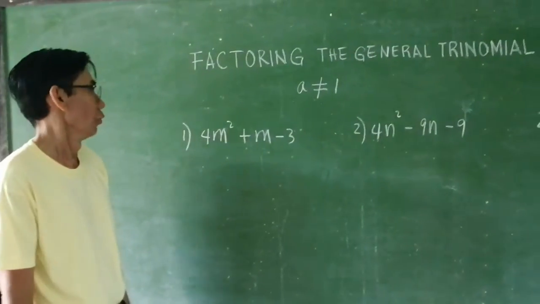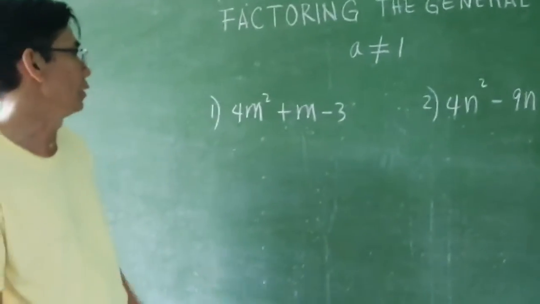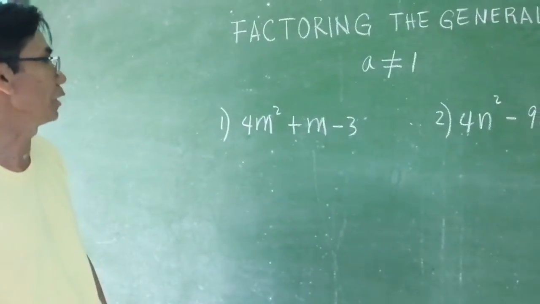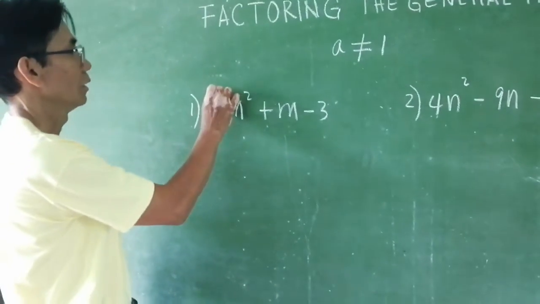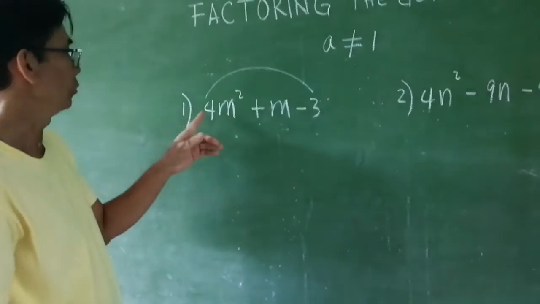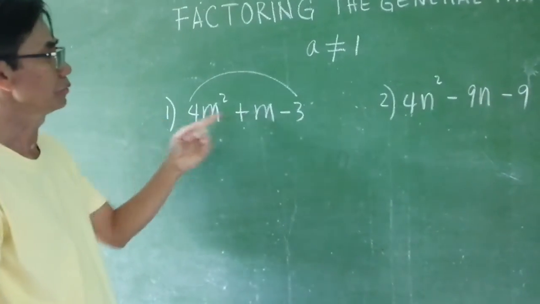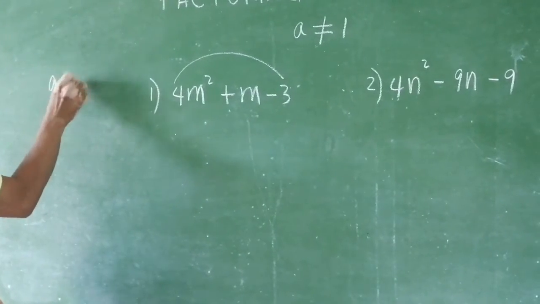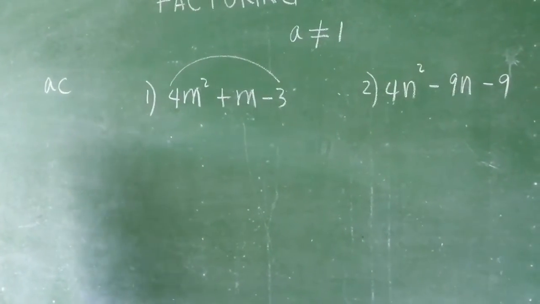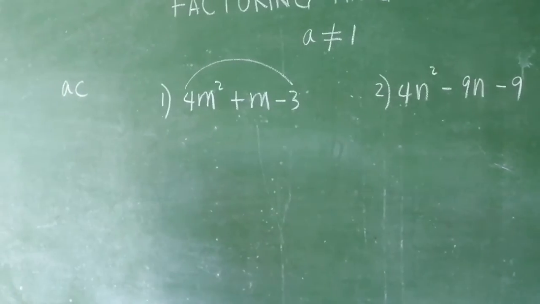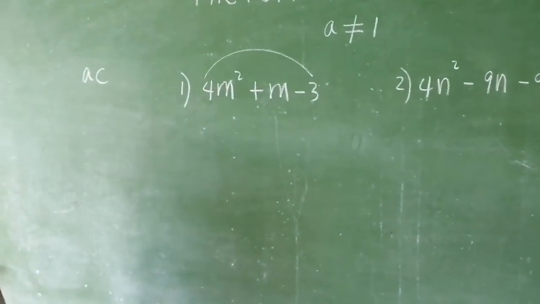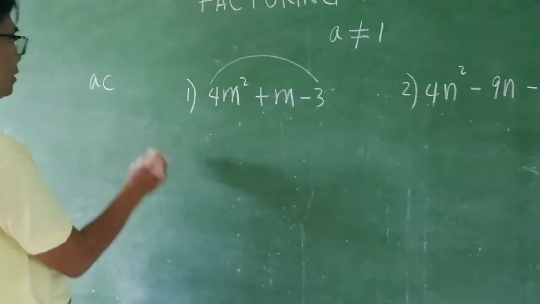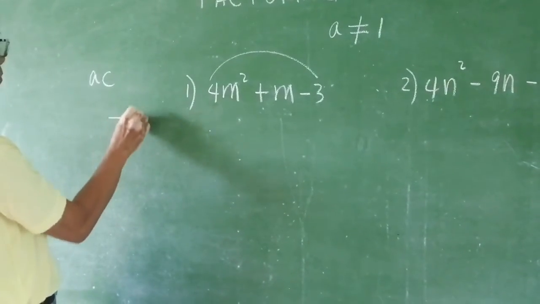So, what are we going to do? Shall we start with number 1? The first thing to do is to get AC. When I say AC, you multiply A times C. So, AC is very important. Let's make it easy. So, 4 times negative 3 is negative 12.